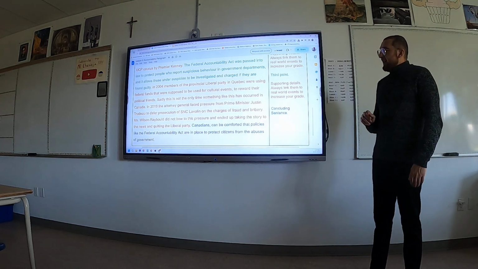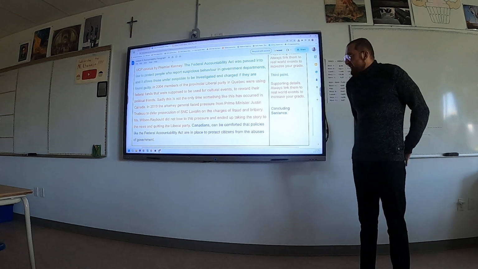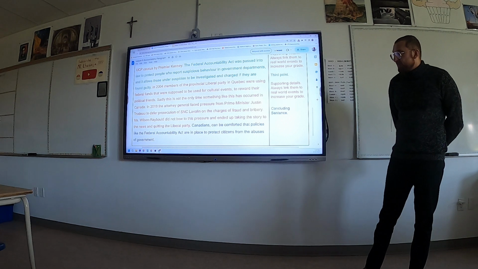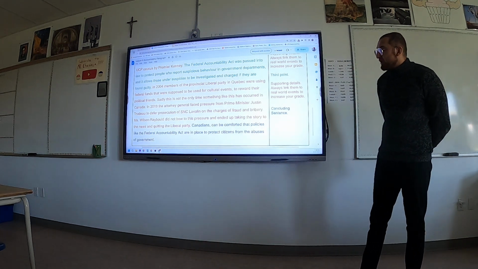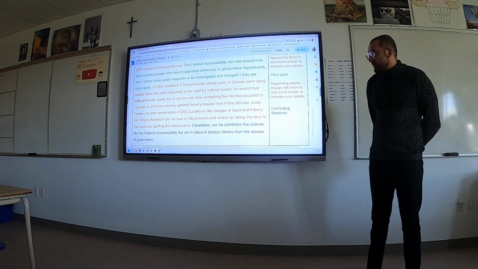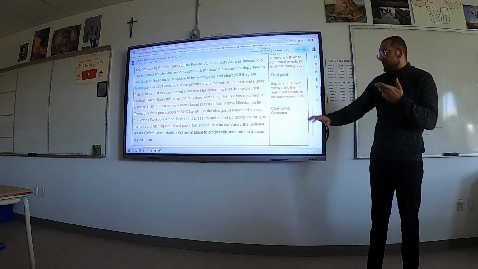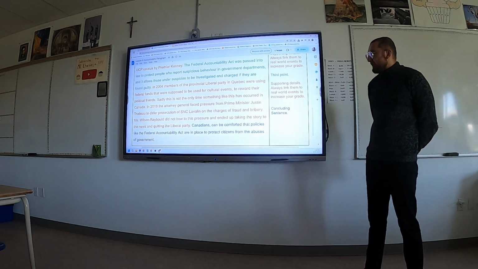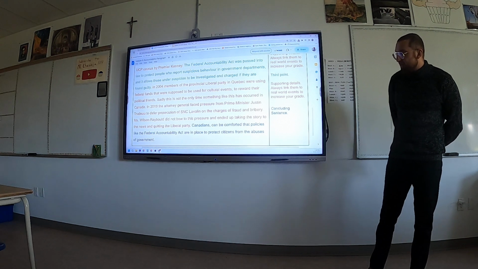Supporting details, in 2004, members of the Provincial Liberal Party in Quebec were using federal funds that were supposed to be used for cultural events to reward their political friends. Sadly, this is not the only time something like this has occurred in Canada. In 2019, the Attorney General faced pressure from Prime Minister Justin Trudeau to defer prosecution of SNC-Lavalin, so to kind of not prosecute them, on the charges of fraud and bribery. Ms. Wilson-Raybould did not bow to this pressure and ended up taking the story to the news and quitting the Liberal Party.